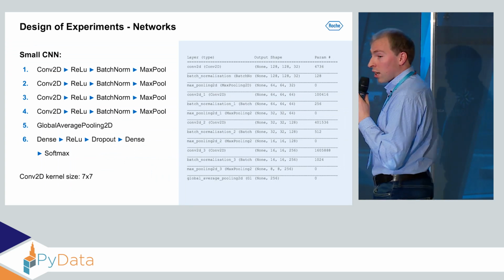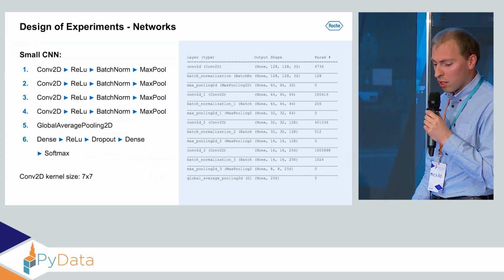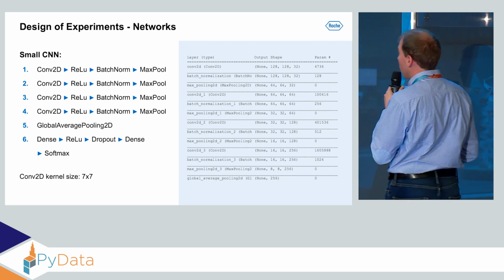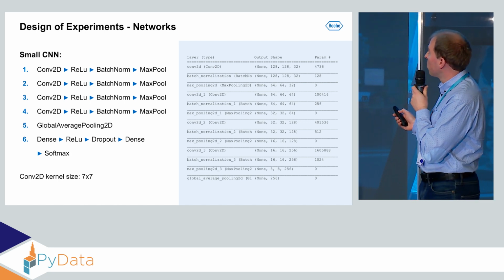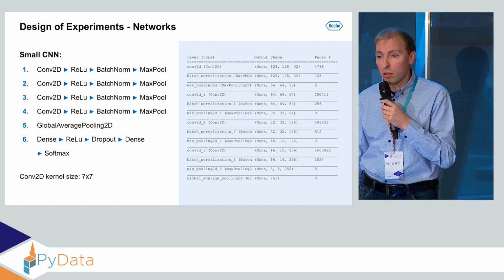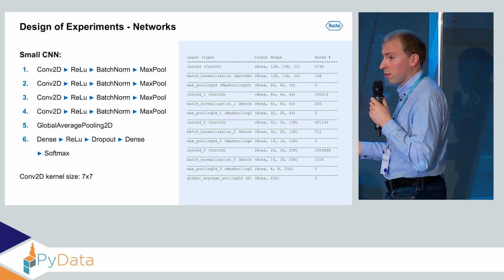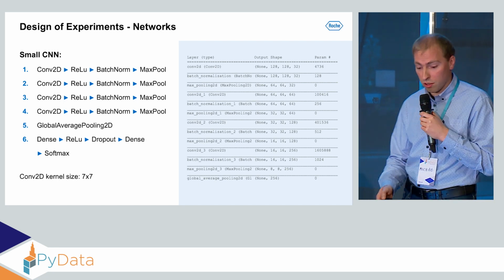And here's the architecture of our small network. It's very simple. We've got basically 4 blocks, each consisting of convolution, ReLU, batch norm, and max pool, which is all followed by global average pooling and 2 dense layers for classification. So very straightforward architecture.